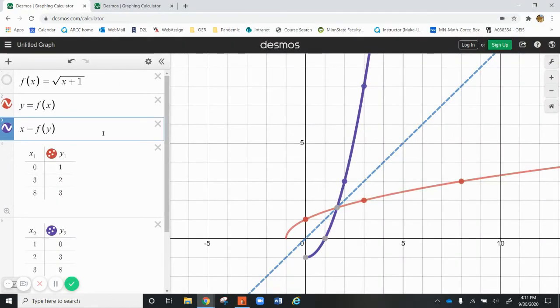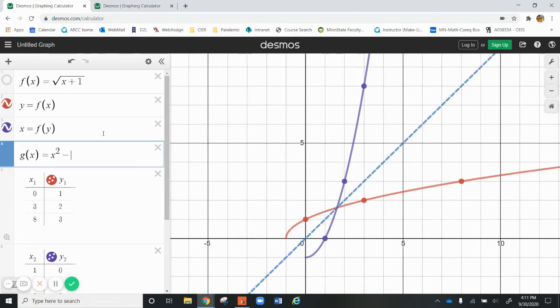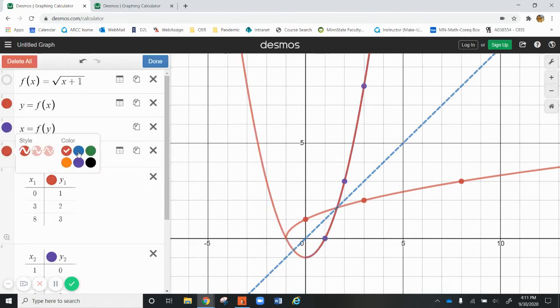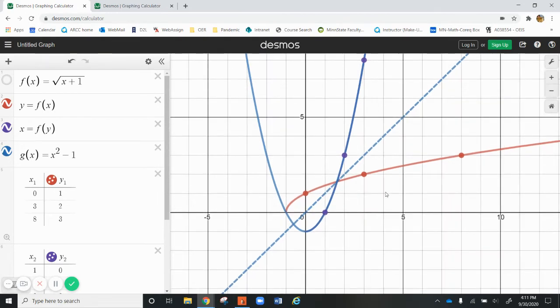If I graph, I'll call it g of x. I'm just going to give it a different name, g of x. If I graph x squared minus 1, and let's make it blue so you can see the difference, I don't get exactly what I was expecting, right? This was supposed to be the same as the purple graph that I got.